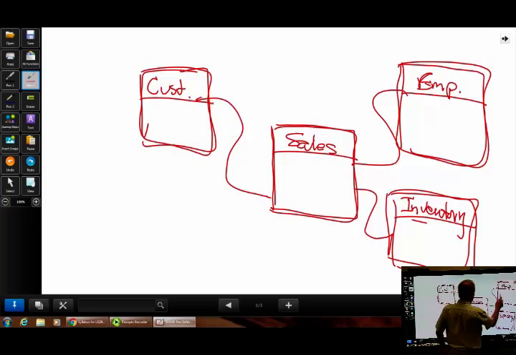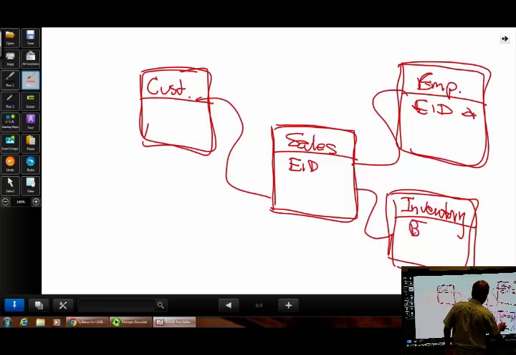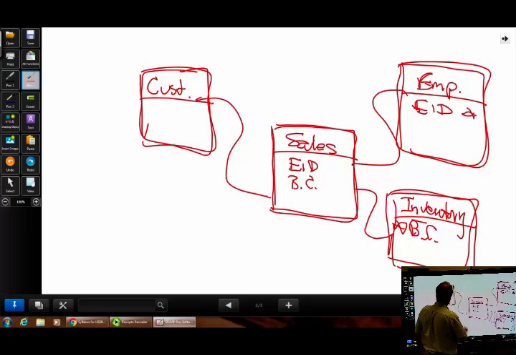But my employee ID over here shows up over here as a foreign key. It's a primary key here. My barcode is a primary key over here, but it shows up over here as a foreign key. My customer ID over here, which is a primary key, shows up over here as a customer ID, as a foreign key. Foreign, foreign, foreign. None of them are primary keys. It's a primary key here, primary key here, primary key here.